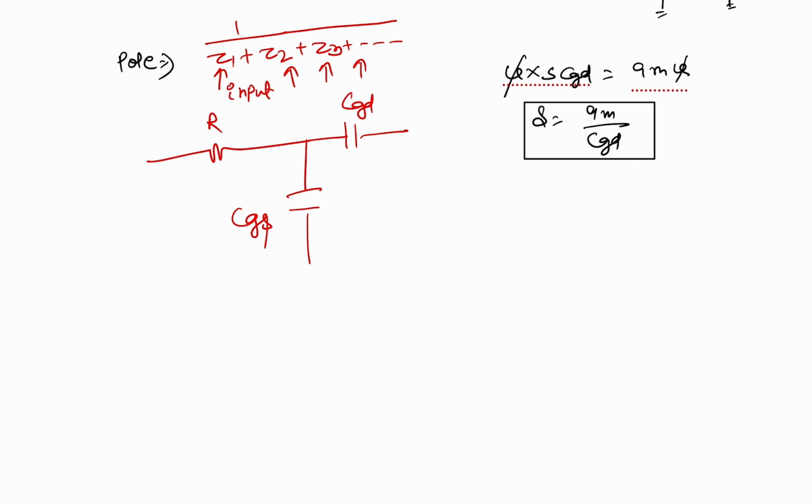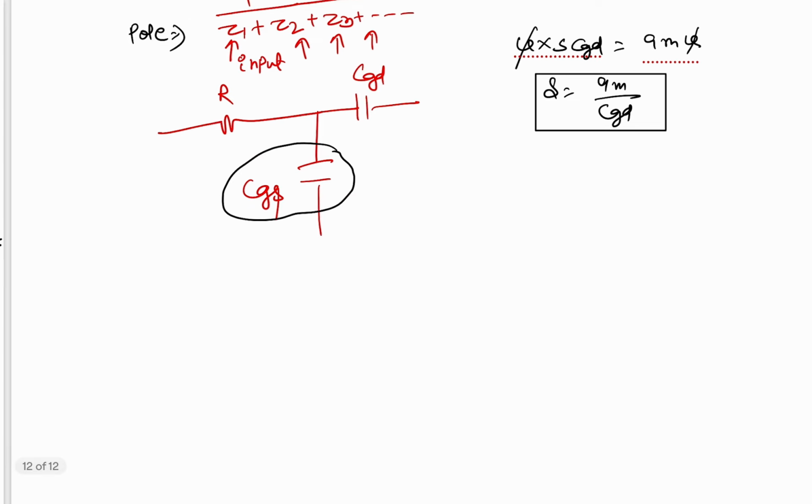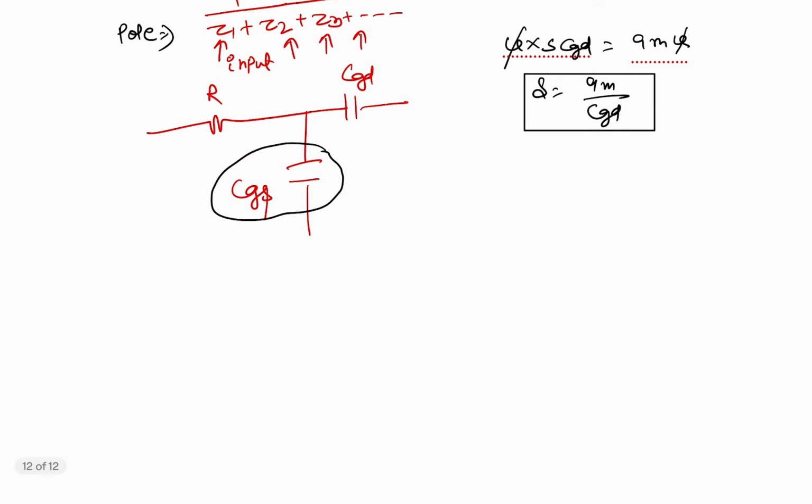So here you can see that the equivalent time constant of this CGS will be... when you find out the equivalent time constant, you will see the equivalent cap will be CGS plus 1 plus GM times RL times CGD. That is the cap, because if you give some delta V here, you will get some minus A times delta V here.